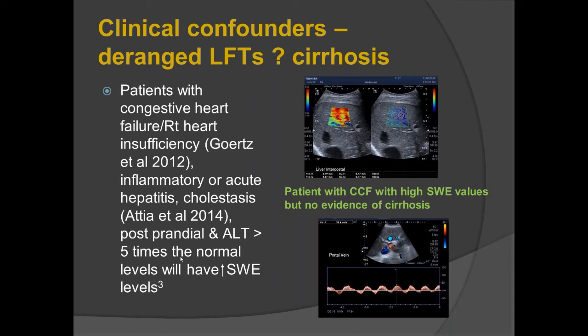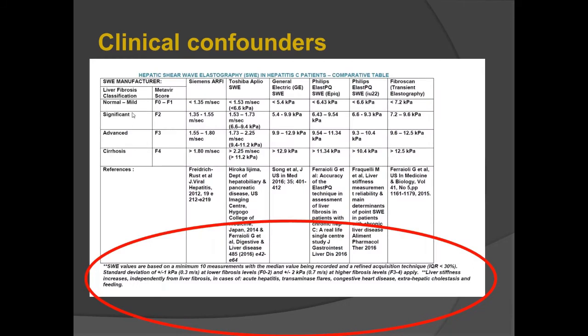As a result, on our shear wave chart, we've got all of this listed at the bottom. So when we look at what our reference number is, we keep this all in mind, that we cannot use it in patients who have acute hepatitis, transaminase flares, congestive heart disease, cholestasis, or have eaten. And this is something we need to remember all the time. A tense, inflamed liver or a congested, swollen, edematous liver, you cannot do elastography on.